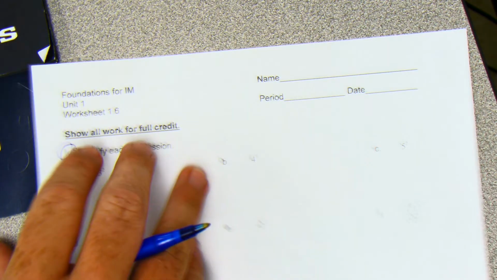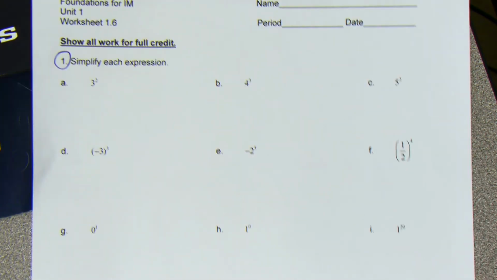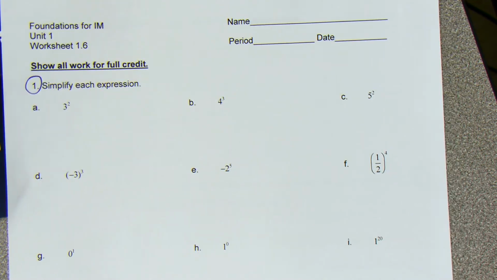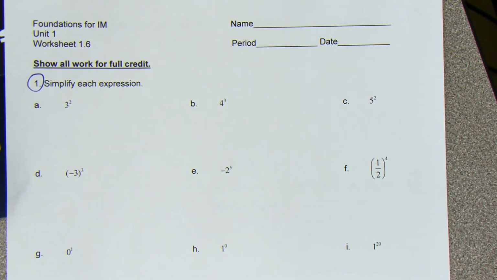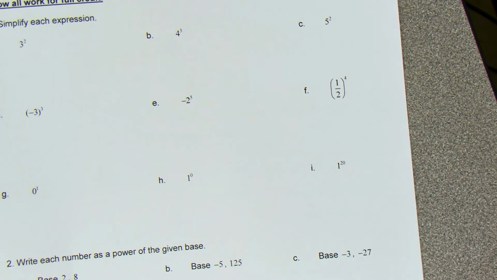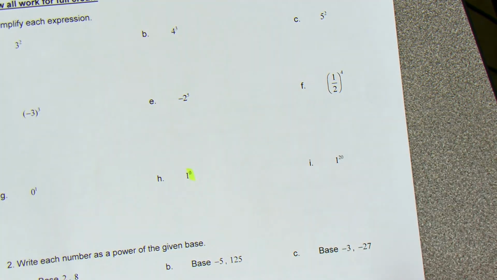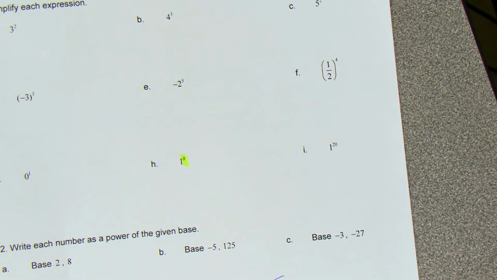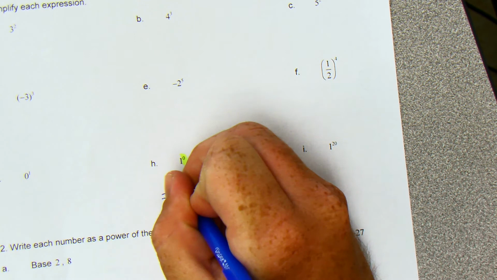Okay, so let's take a look. I'll do one example from each of them. Number 1 just tells us to simplify each expression. Let's take a look at h. It's 1 to the 0 power. We didn't really go over this in the notes, but anytime we have anything to the 0 power, the answer is going to be 1. It doesn't matter what the number is. It could be 150,000 to the 0 power. Our answer is always going to be 1. So 1h is simply 1.